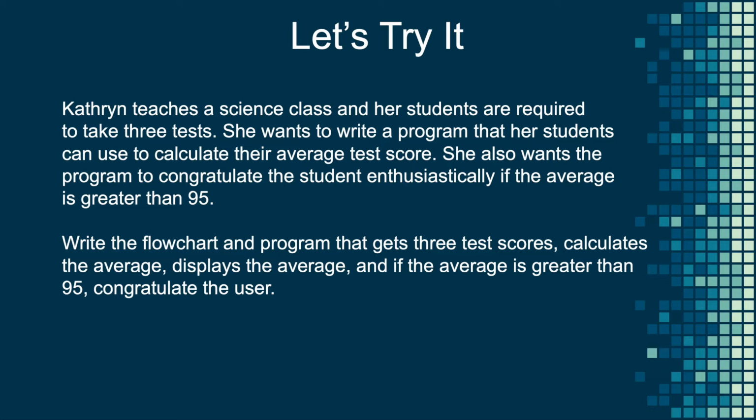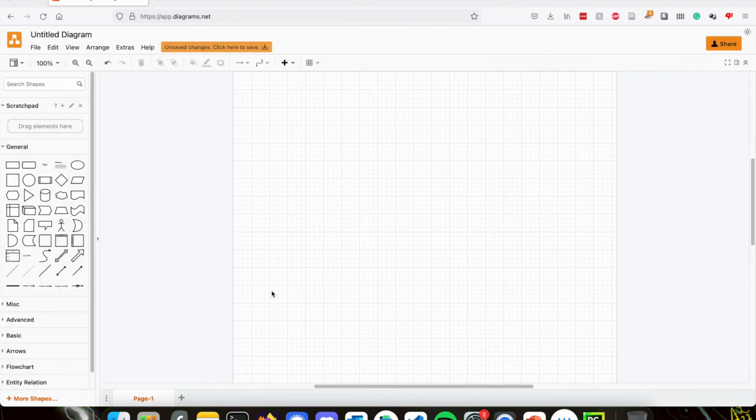We're going to write the flowchart and program that gets 3 test scores, calculates the average, displays the average, and if the average is greater than 95, congratulates the user. So let's go ahead and break this down. The first thing we need to do is write a program that will get 3 test scores. So we're going to write the flowchart first. So let's go over here to write the flowchart.